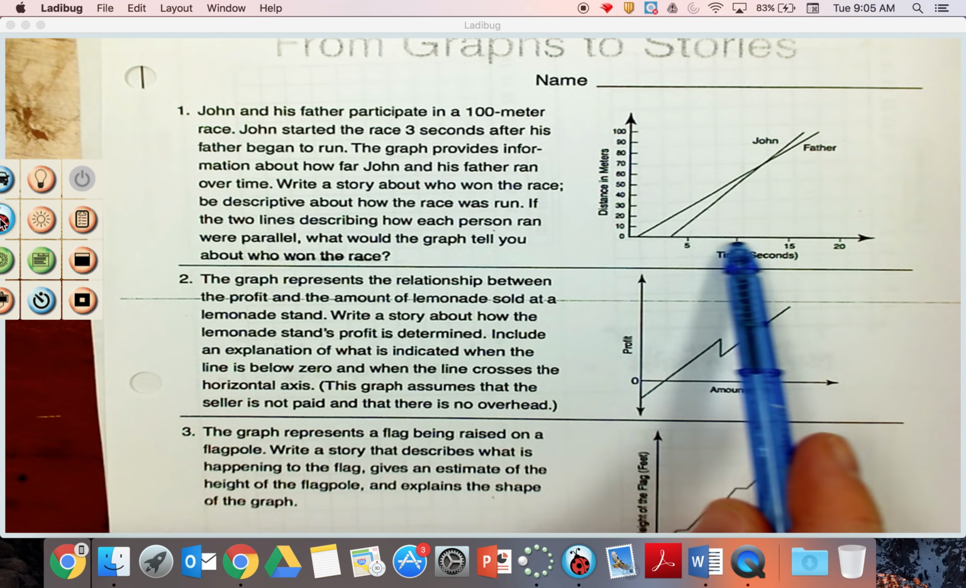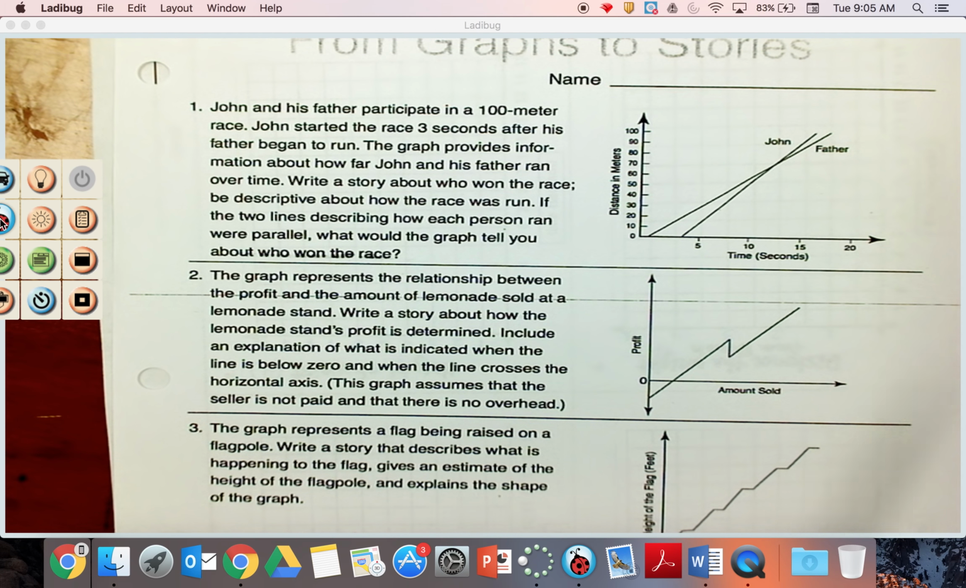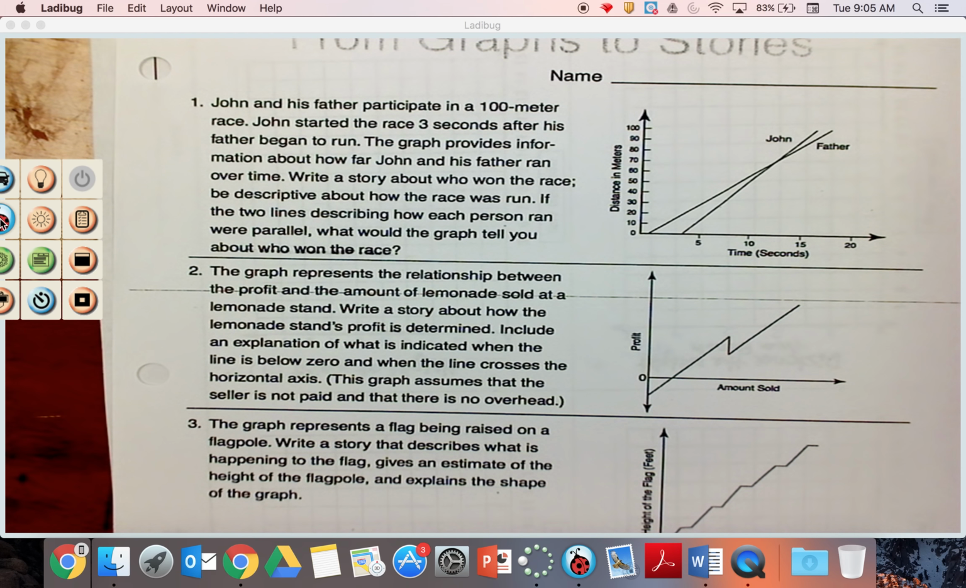Did they all start at the same spot? What was happening at that point? See if you can jot a little story about what was going on. Read through here and it will give you the premise, but use the graph too to tell me what happened during that race.